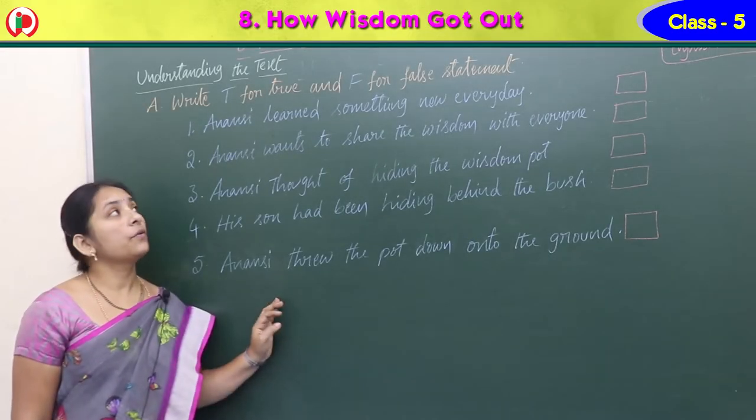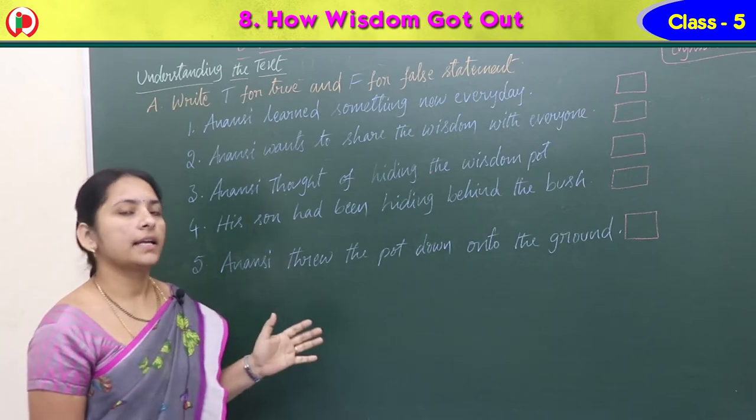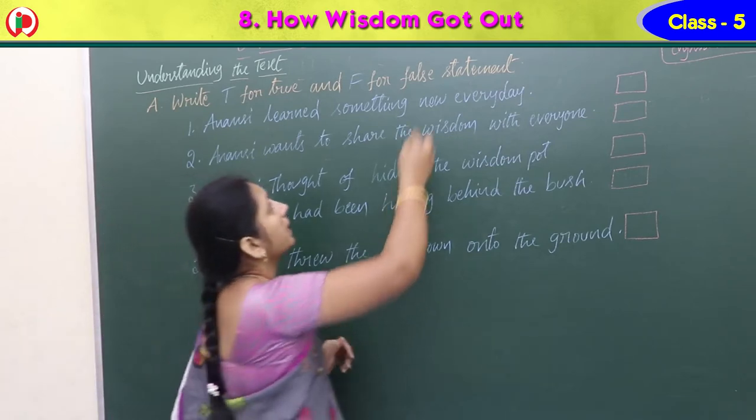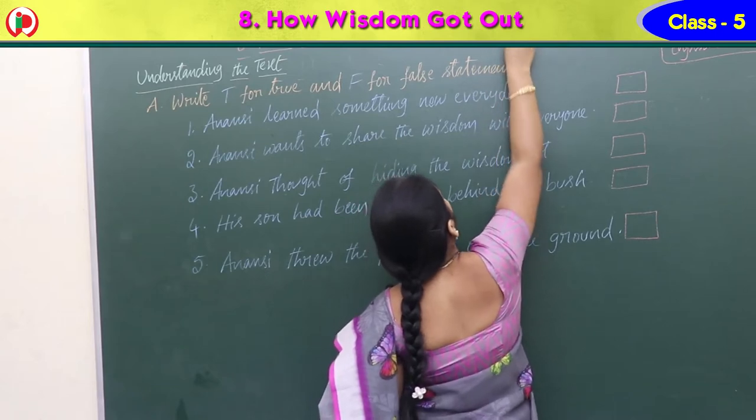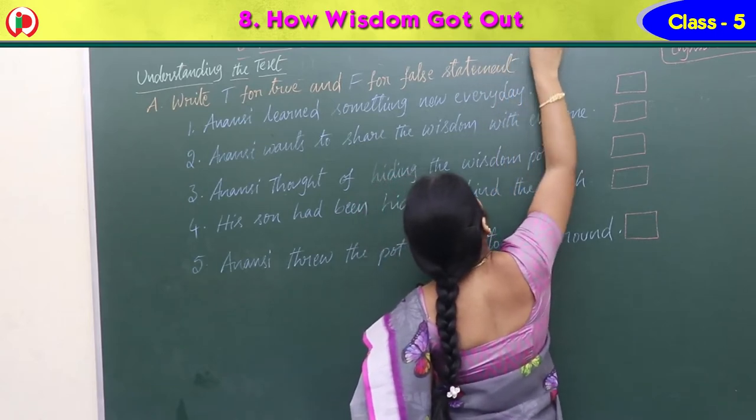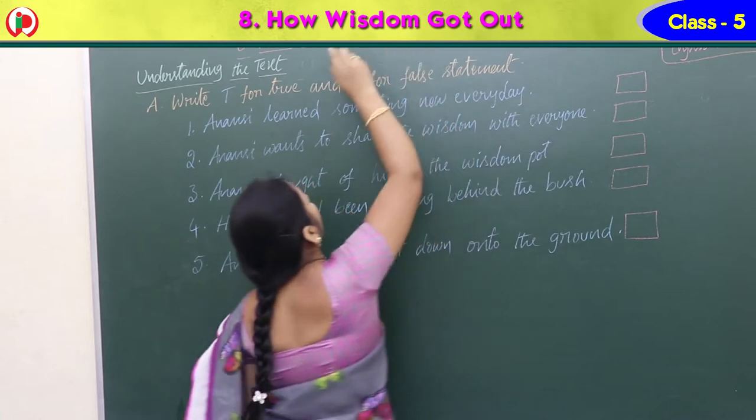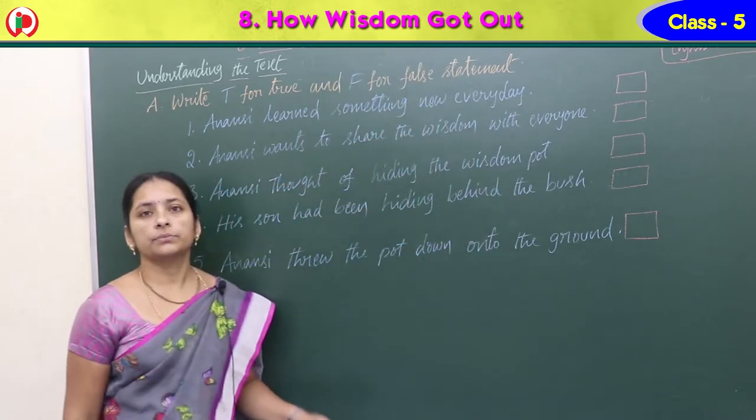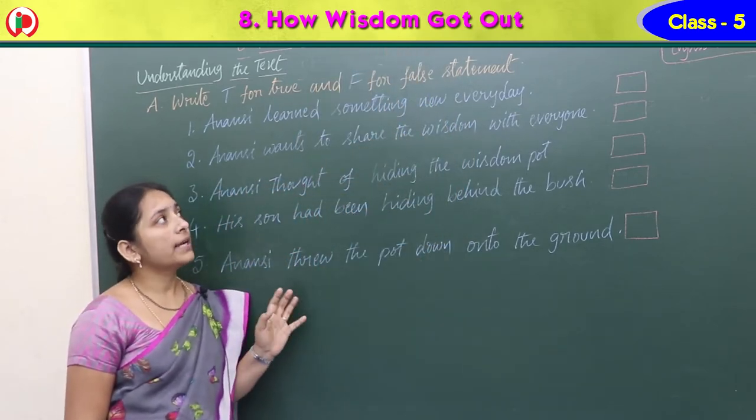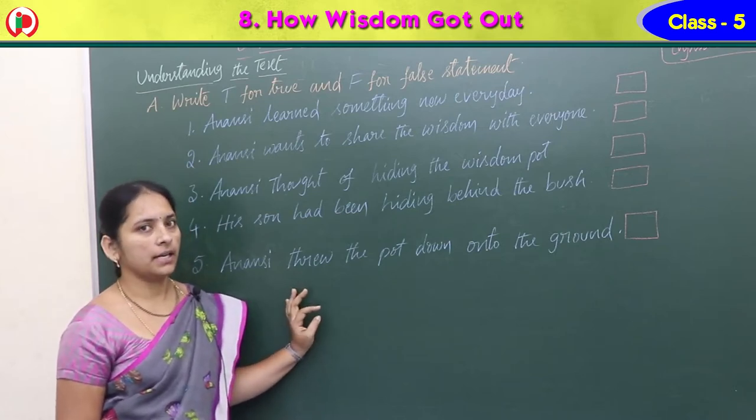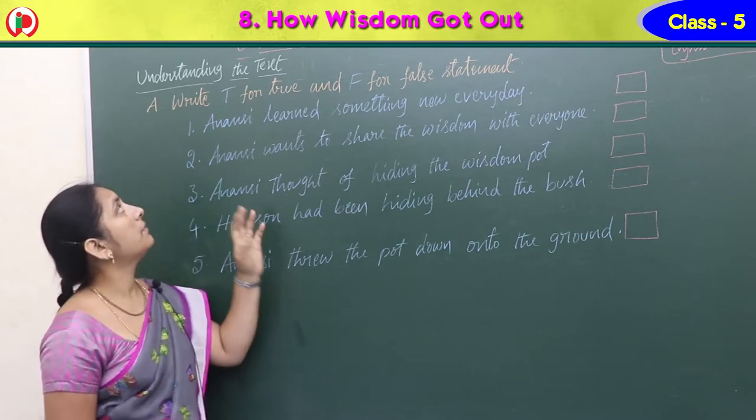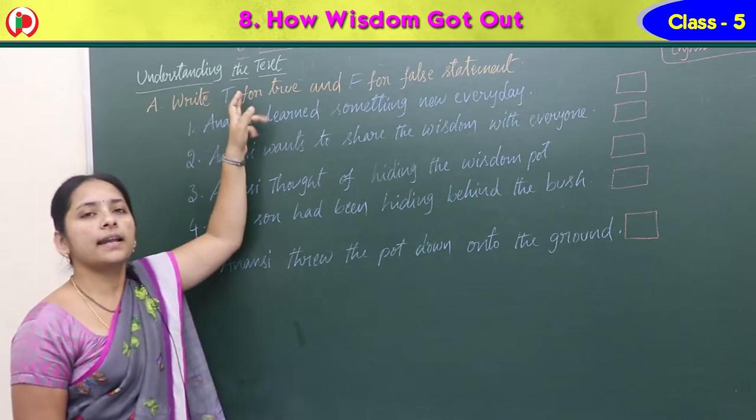See children, so we have completed the textual grammar. So now we can do the workbook grammar. We can do the workbook grammar from the lesson knowledge, how wisdom got out. So in that we can do the exercise grammar part of the workbook. Okay, Nana. So now see the first one. What do we have? Understanding the text.